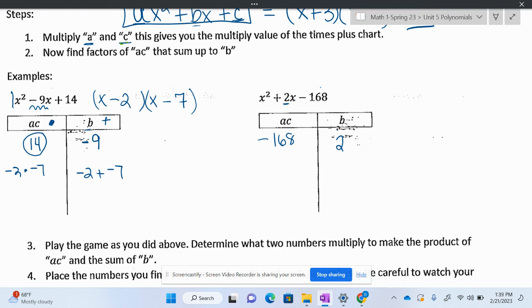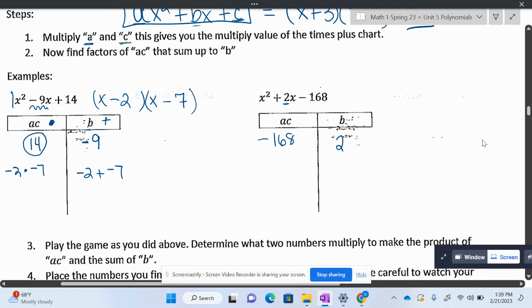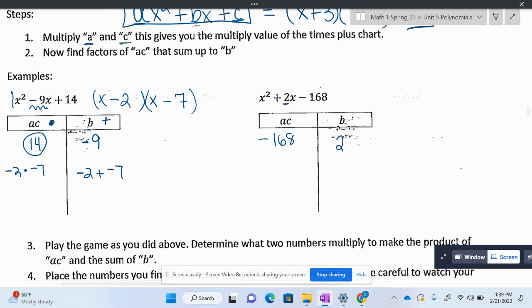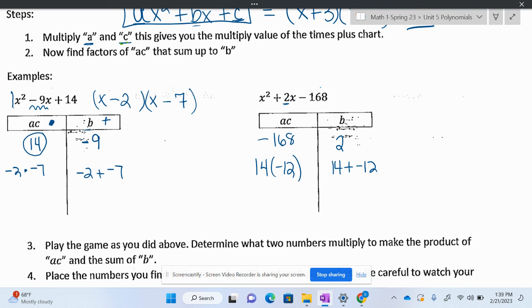Y equals 168 divided by x, because 168 isn't a number you see a lot. And I would go to my table. I said 168 divided by x. I never use the negatives. 14 and -12. +14 times -12, because 14 plus a -12.